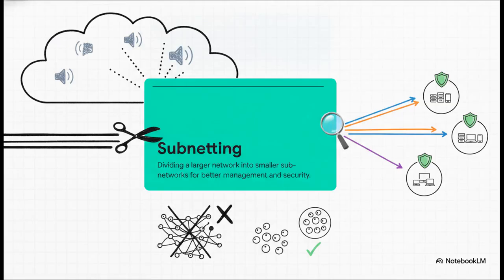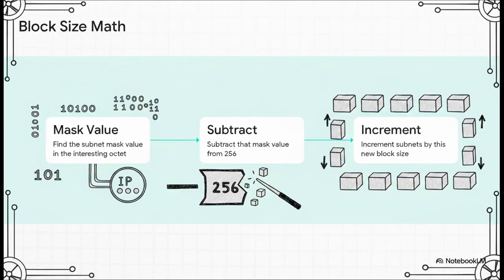And slicing networks up is exactly what subnetting is all about. It's simply the process of dividing a larger IP network into smaller, much more manageable subnetworks. So why do we actually do this? Well, a single massive network is incredibly noisy and, frankly, insecure. By subnetting, we cut down on broadcast traffic congestion, and we can easily isolate groups of devices for way better security and efficiency.